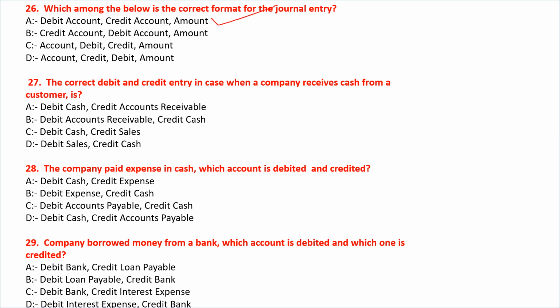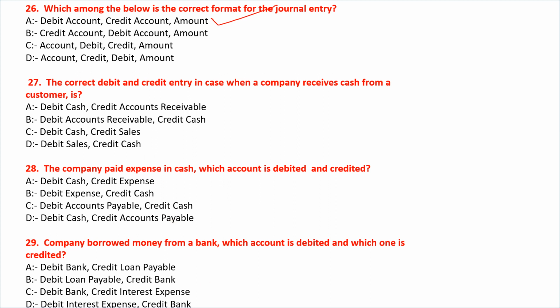Okay, next question is, the correct debit and credit entry in case when a company receives cash from a customer is? The options are: debit cash, credit accounts receivable; debit accounts receivable, credit cash; debit cash, credit sales; and debit sales, credit cash.